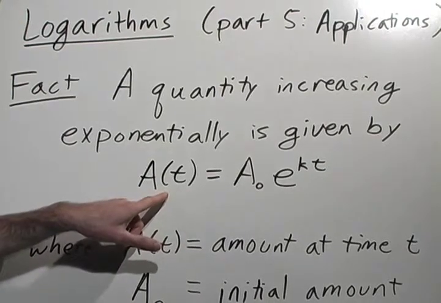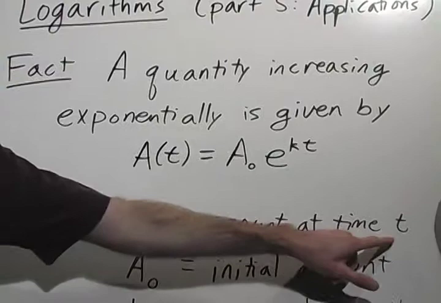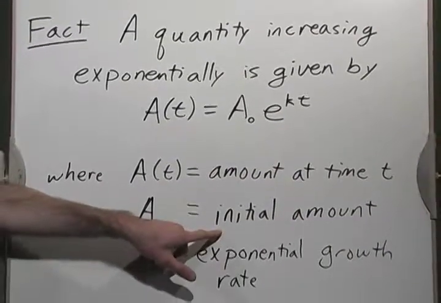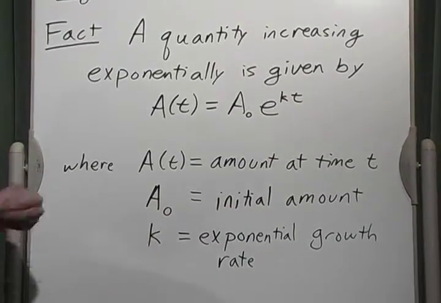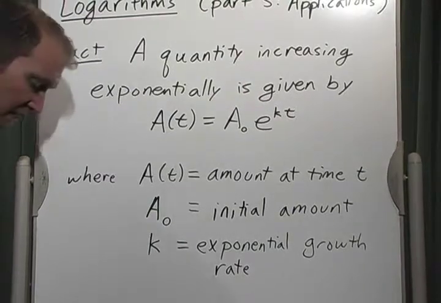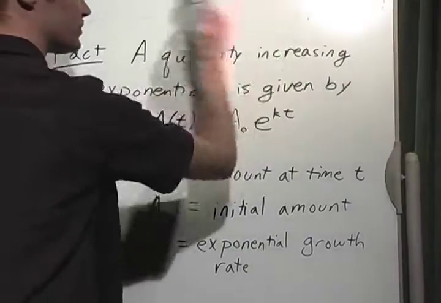Now, A of t is the amount of the quantity at time t. A naught is your initial or your starting amount, and k is the exponential growth rate. Let me go ahead and go through two examples that use this function.